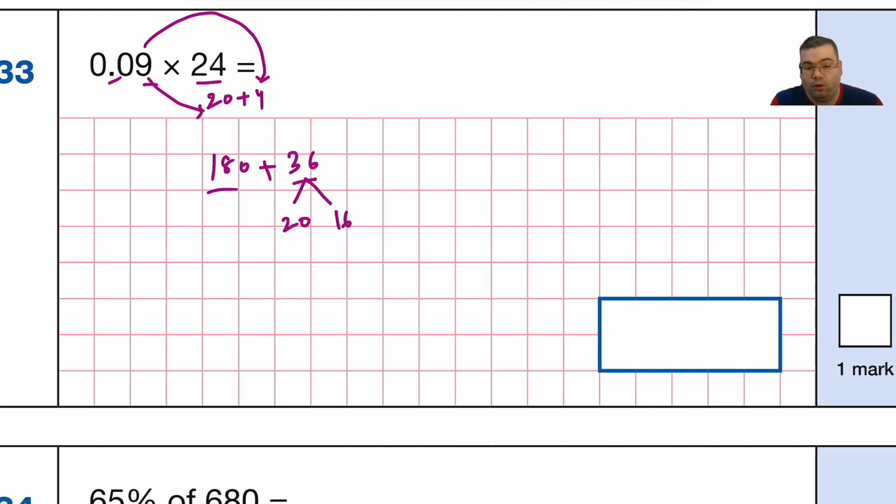Again, these steps, you don't have to do them. If you practice that, you can do this mentally and just write down your answer. So 180 plus 20 is 200 plus 16. So that is equal to 216, right?